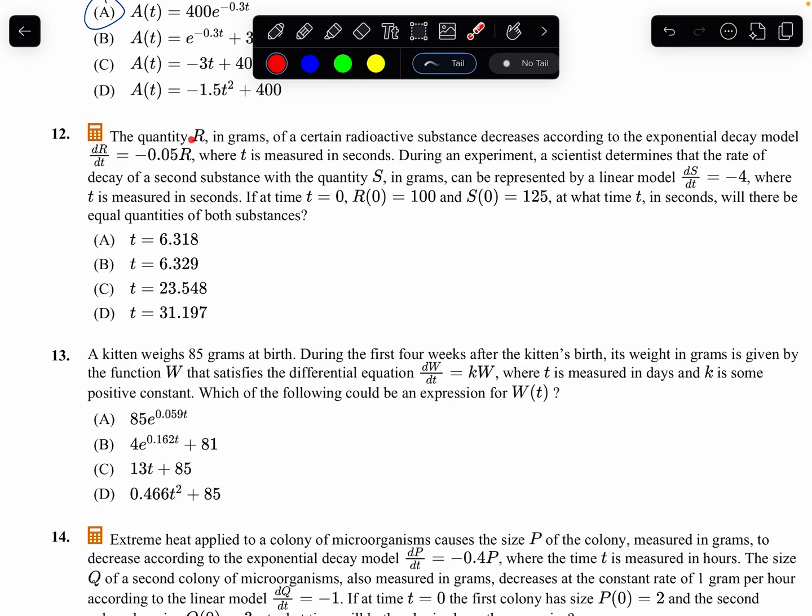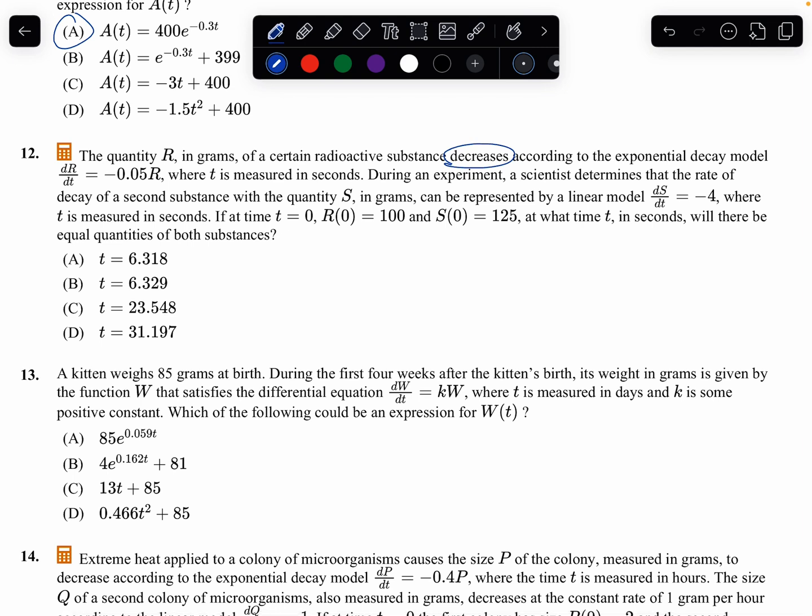The quantity R in grams of a certain radioactive substance decreases. K's got to be negative. Decreases according to the exponential decay model given here. So, yep, K is negative, where T is measured in seconds. During an experiment, the scientist determines that the rate of decay of a second substance with quantity S in grams can be represented by the linear model here, where T is measured in seconds. If at time t equals 0, R of 0 is 100 and S of 0 is 125, at what time in seconds will there be equal quantities of both substances?